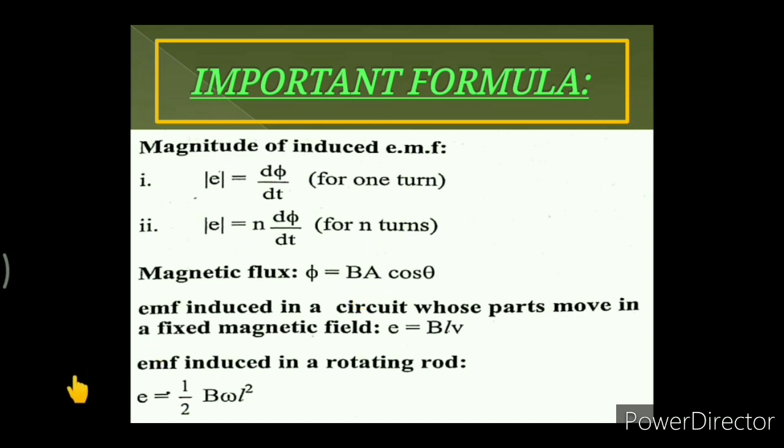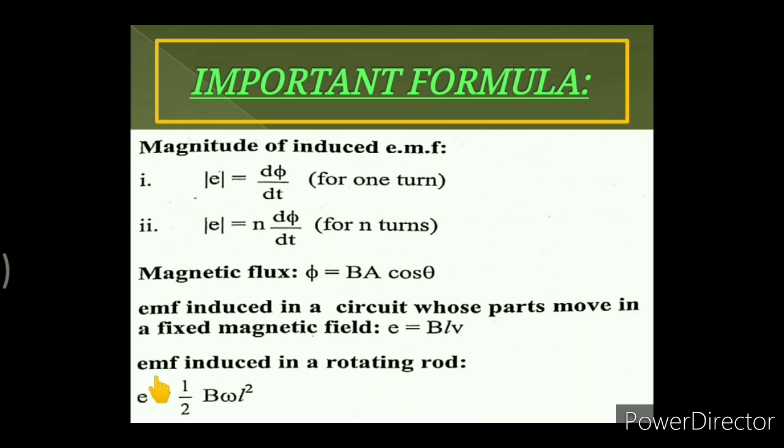After that, we had seen the EMF induced in a circuit whose parts move in a fixed magnetic field, which is given as E is equal to BLV, where B is the uniform magnetic induction, L is the length of the conductor, and V is the velocity with which the conductor is moved in this magnetic field of induction.